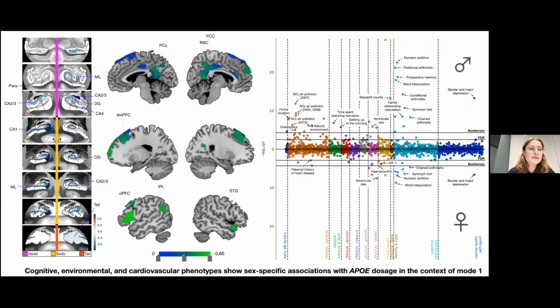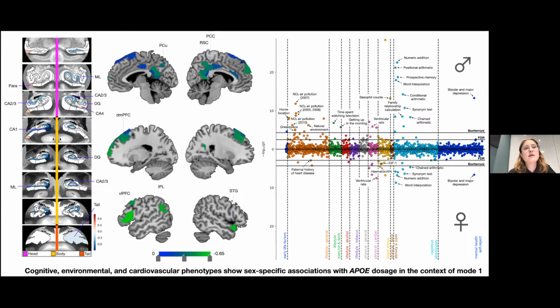What we can see here is a lot of environmental-related phenotypes in males. All these orange dots are related to air quality, NO2 air pollution, green space, natural environment, on location, so really related to the quality of the environment you're in. We also see a preponderance of these cognitive hits in blue. These are all cognitive traits related to verbal numerical reasoning, which were part of the fluid intelligence battery of the UK Biobank. And for males, we also have some lifestyle hits, such as time spent watching television, getting up in the morning.